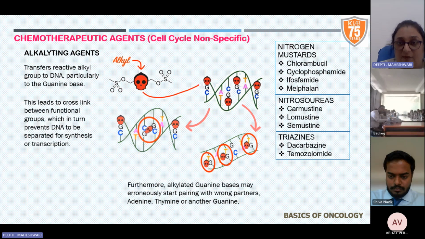Of course, we have some of the drugs here, but in Ethiopia, you are not promoting those drugs like temozolomide and cyclophosphamide. So we will not be discussing any of these molecules, right? So this is the way these alkylating agents basically act.